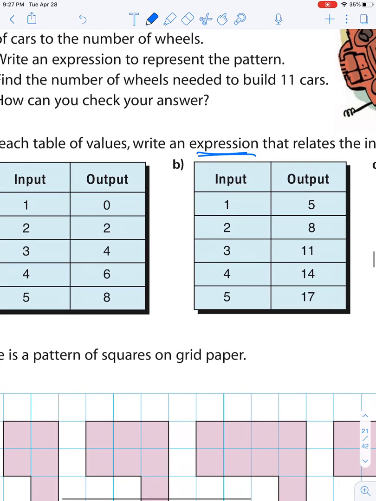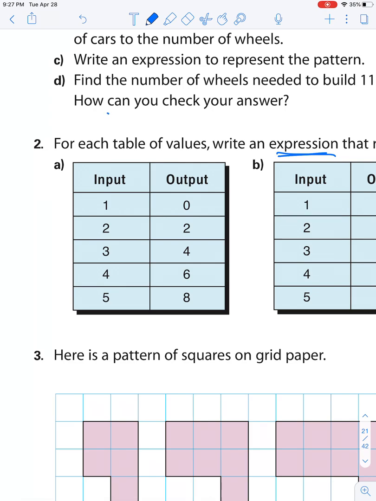Okay, so we have to write the expression, right, that relates the input to the output. So we've got to figure out what is in our machine. So I'm going to do my cheat over here. I'm increasing by 2 each time. So I'm going to guess that this is going to be times by 2, always a safe bet, especially if the pattern is increasing, which it is.